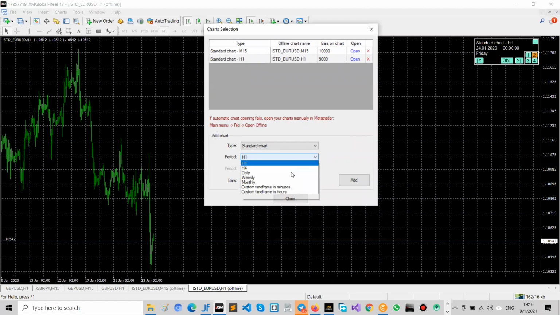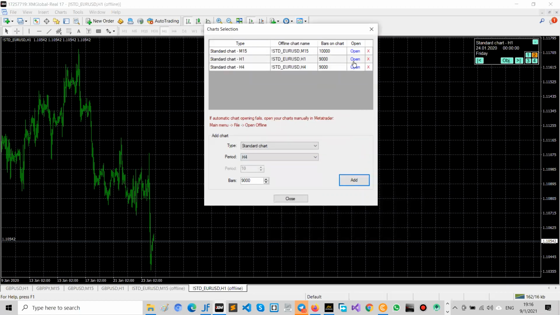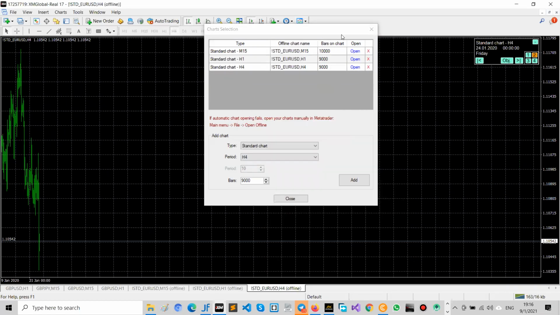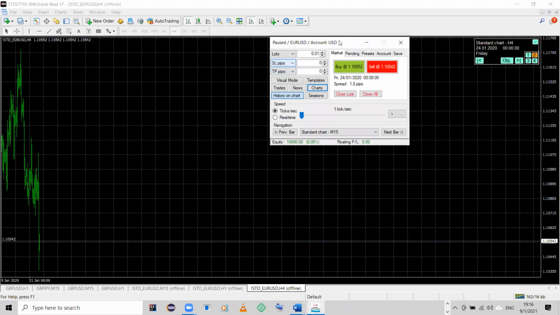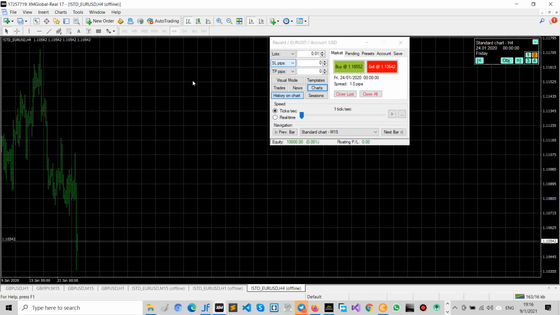Then I also need an H4 time frame. Then I'm going to add it like that. Then I'm going to open it as well. So now that they're all opened, this is sort of like the remote control for this game that you'll be playing. I would like to call it the remote control for this game, the joystick.